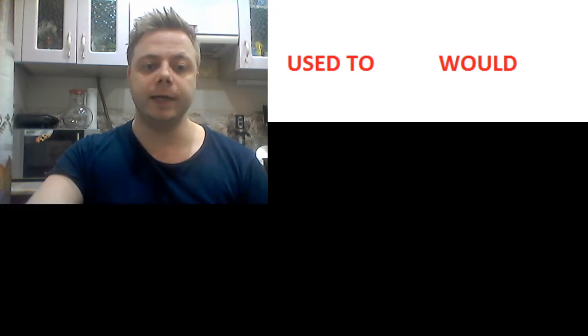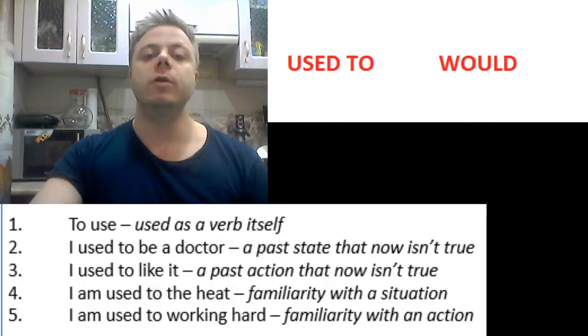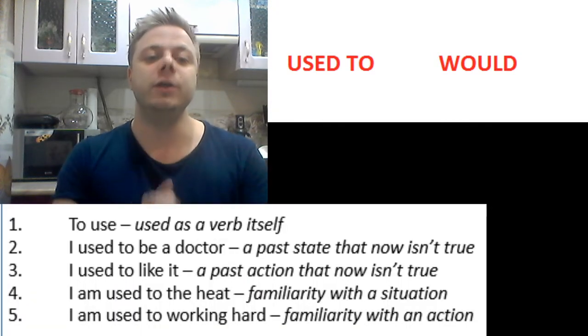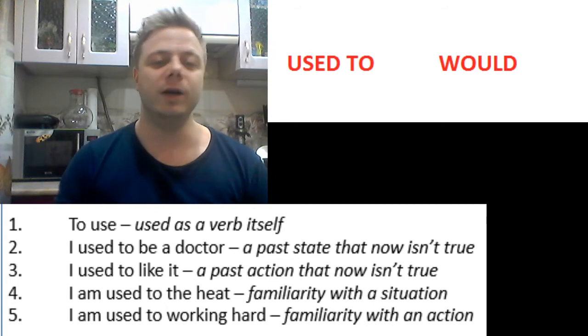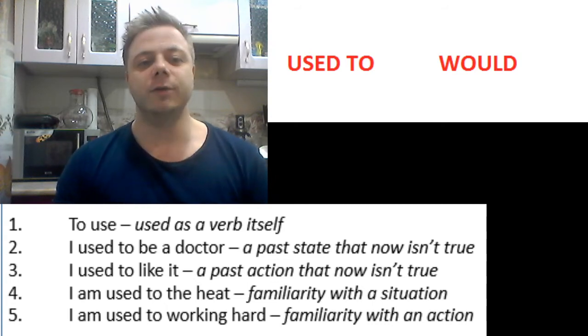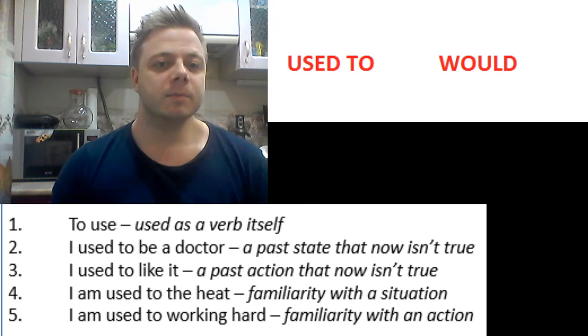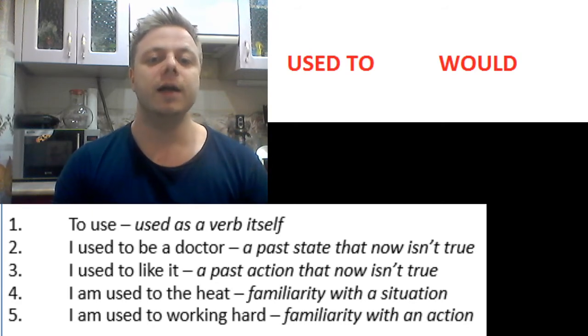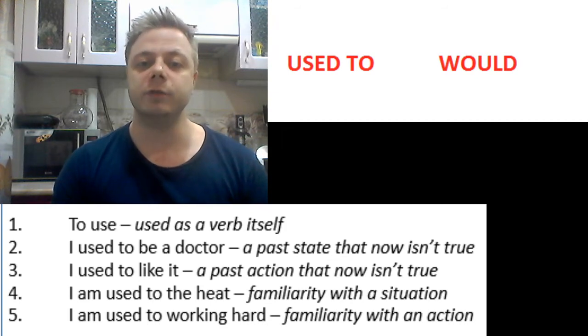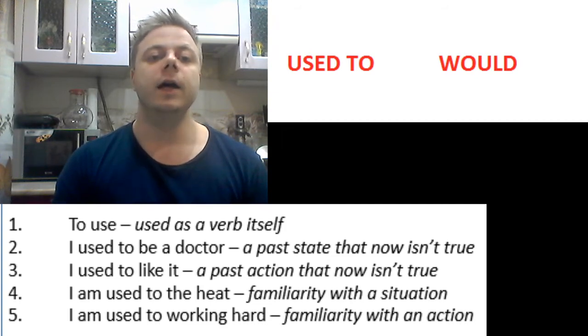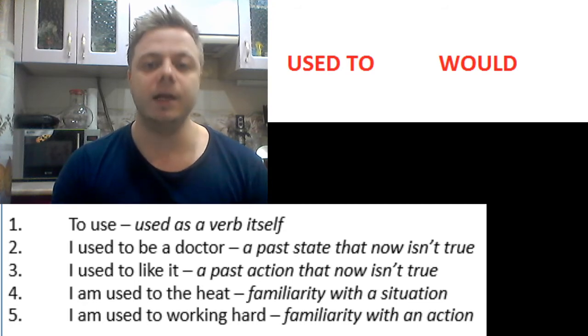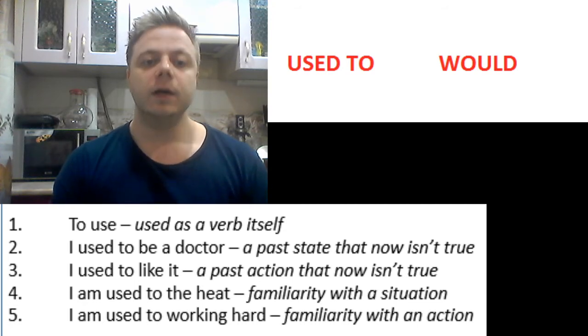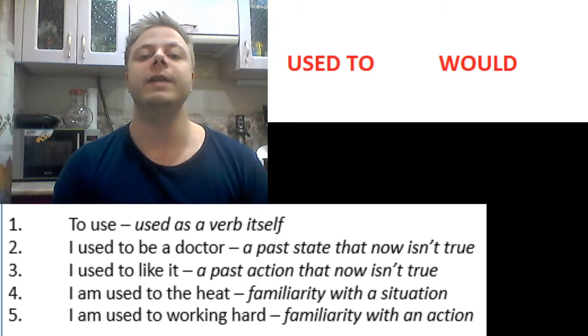So let's go over again. When do we use the word "use"? Number one, as a verb, just to use, used as a verb itself. Then, "I used to be a doctor," a past state that now isn't true. "I used to like it," a past action that now isn't true. "I'm used to the heat," familiarity with a situation. "I'm used to working hard," familiarity with an action.